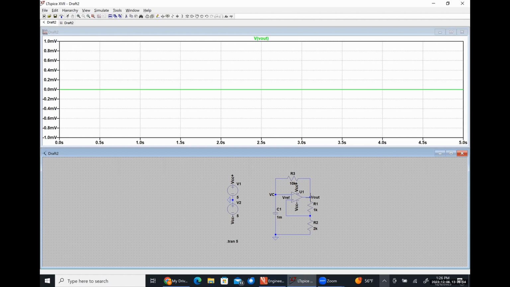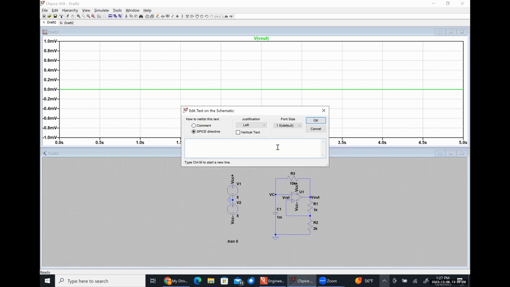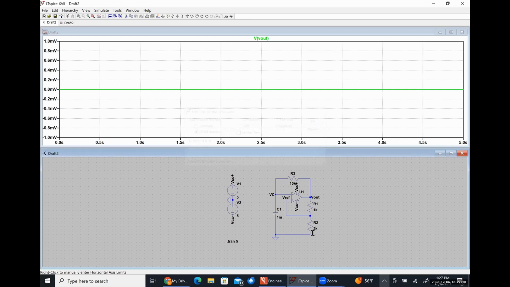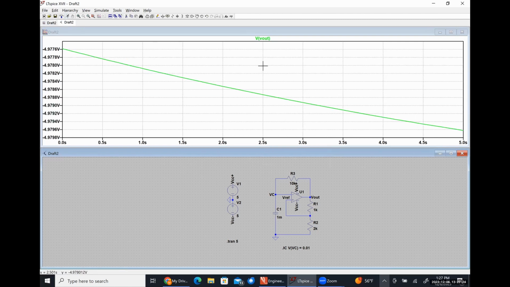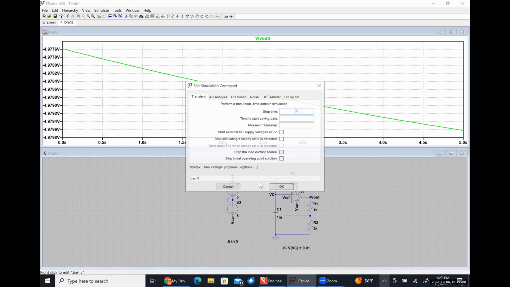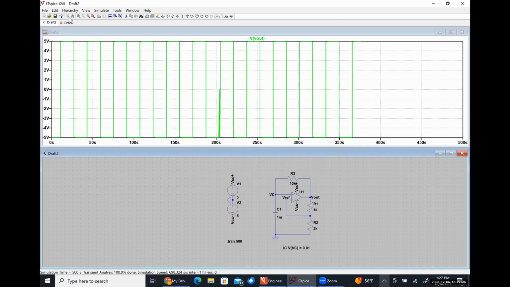So what I need to do is just give myself a little bit of stored energy. So I'm going to set an initial condition. It's going to make my capacitor voltage, let's say, 10 millivolts to begin with, just so that there's some stored energy in the system. So .IC, the voltage at node VC is equal to 0.01. If I rerun the simulation, things are starting to move, but I don't know what my timing is set to. So instead of doing 5 seconds, let's do 500. This might be an over exaggeration. Nope, that'll work.